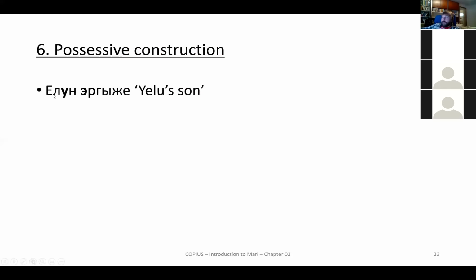In Mari, if you have Yelun ergische, Yelu's son, you have the genitive on Yelu and the possessive suffix on the son, and you optimally should always have both. The possessive suffix can, in theory, be omitted, but it is not that common. The genitive cannot be omitted. Hungarian-style possessive constructions are not grammatical in Mari. Or Sergein üderje, Sergei's daughter.